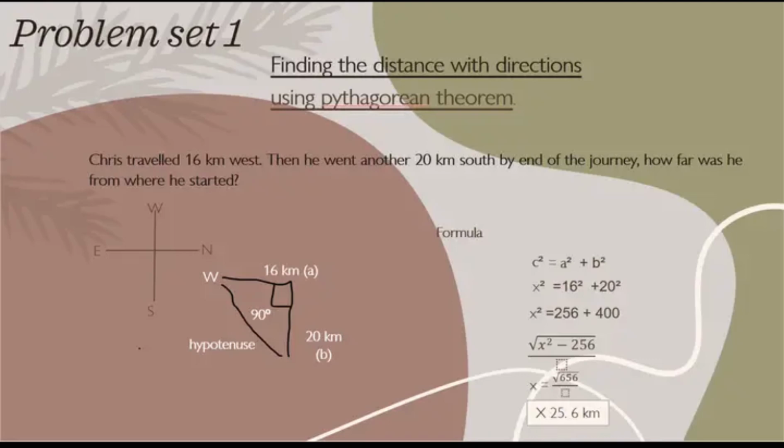Copy the x squared equals 16 times 16. We will have 256, and 20 times 20 is 400. Then we will have 656. And by following the formula, let's identify the square root of 656 to cancel out the squared sign on the x squared. There we have 25.6. Finally, we got the exact kilometers of how far Chris traveled from west to south.